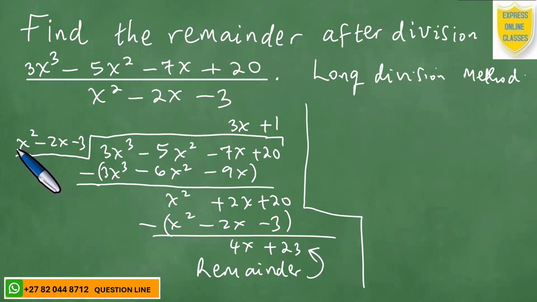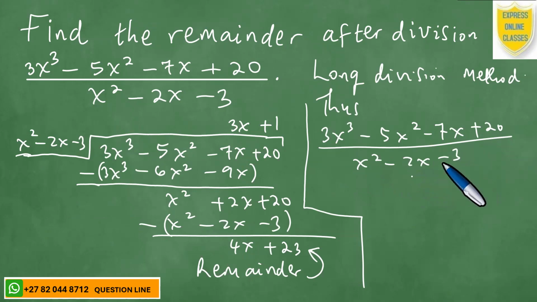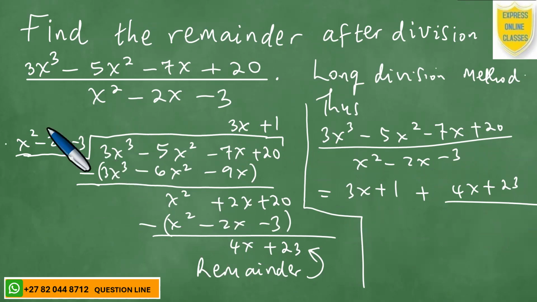On this one, obviously, the divisor is the denominator and the numerator is the dividend. So we can say thus 3x cubed minus 5x squared minus 7x plus 20, all divided by x squared minus 2x minus 3. The quotient is what is at the top, so it's 3x plus 1. The remainder is 4x plus 23, all divided by the divisor, x squared minus 2x minus 3.